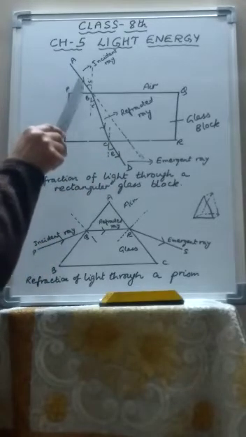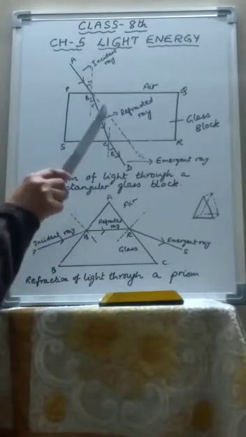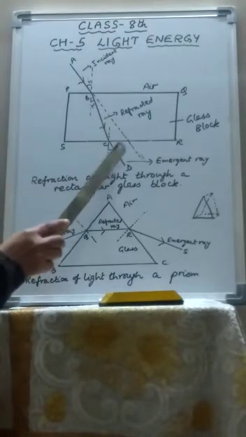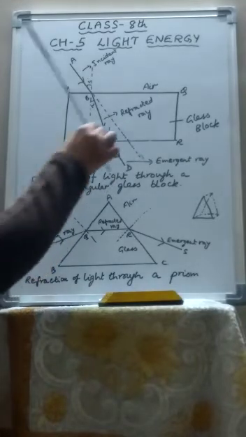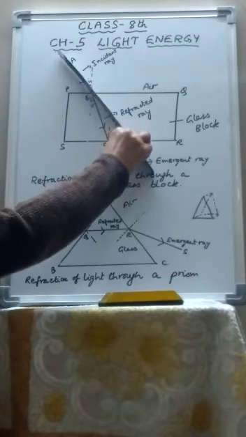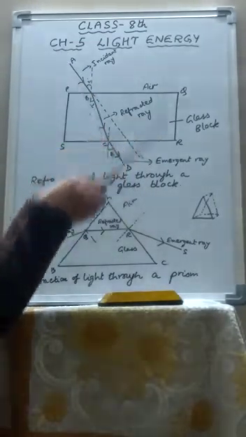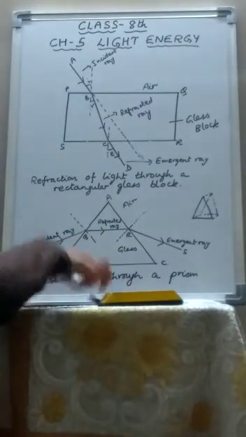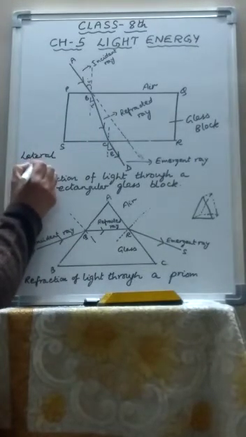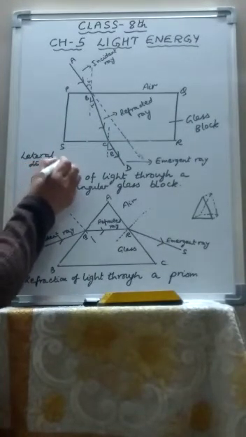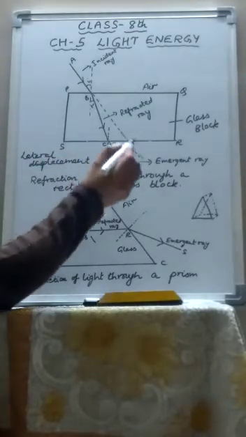If we produce this incident ray forward, we will see that the incident ray produced forward and the emergent ray are parallel to each other. This ray of light, instead of going straight, in the presence of the glass block is displaced at this position. So this is known as lateral displacement of the ray. It is shifted when the glass block is placed in this path. So this is called lateral displacement.